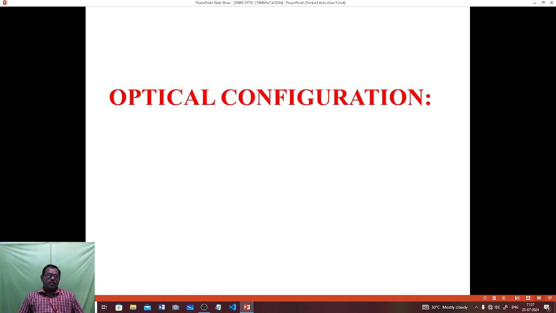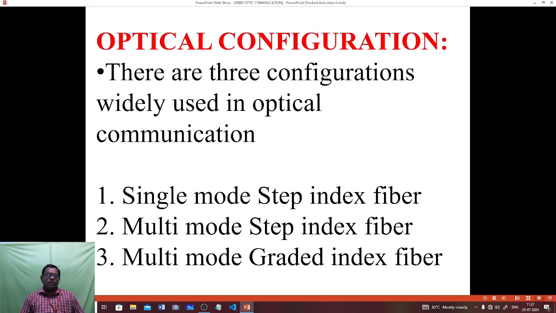Next we are going to discuss the optical configuration. There are three configurations widely used in optical communication: single mode step index fiber, multi-mode step index fiber, and multi-mode graded index fiber. These three types we are using for optical configuration.